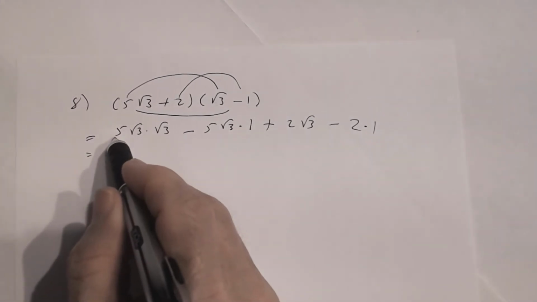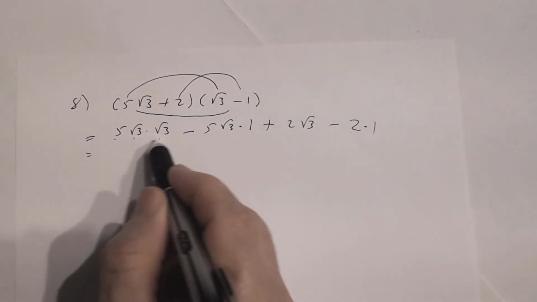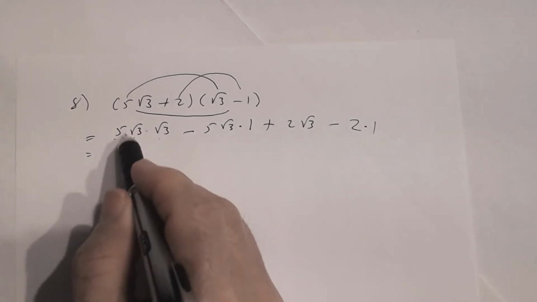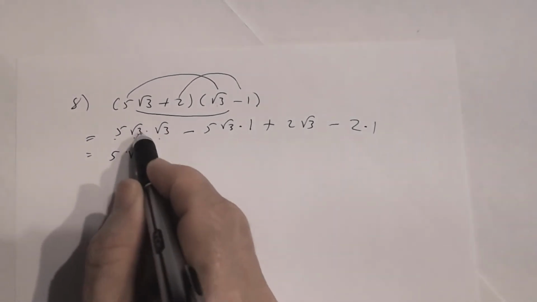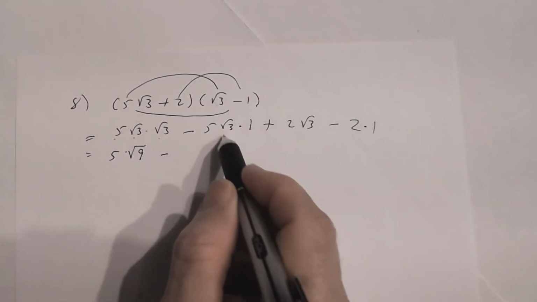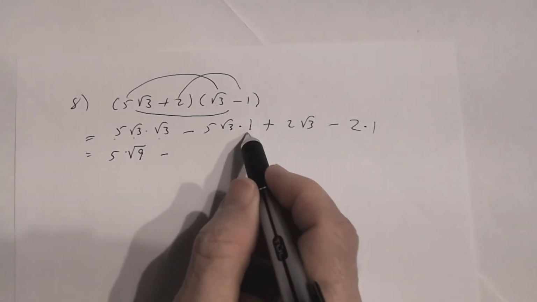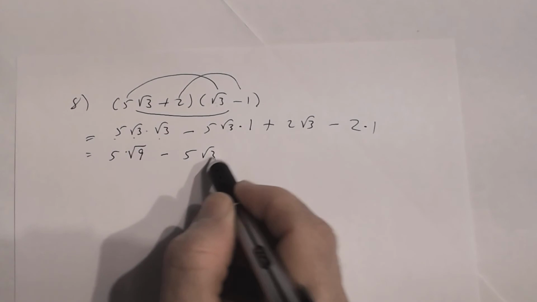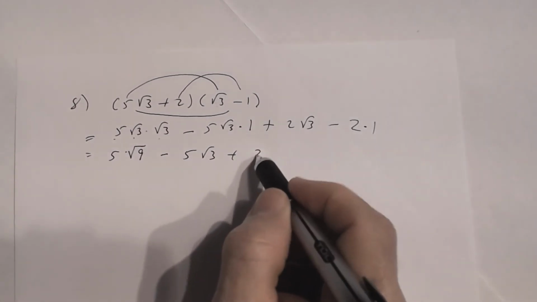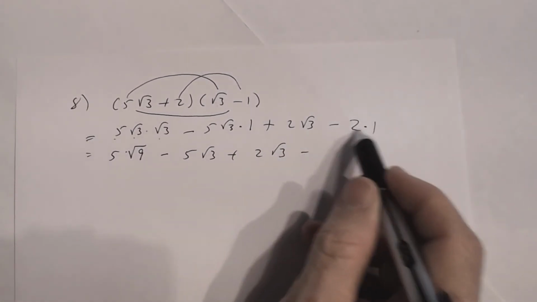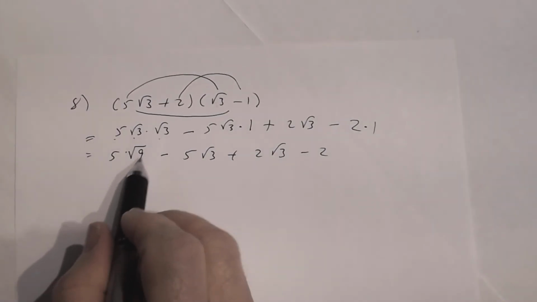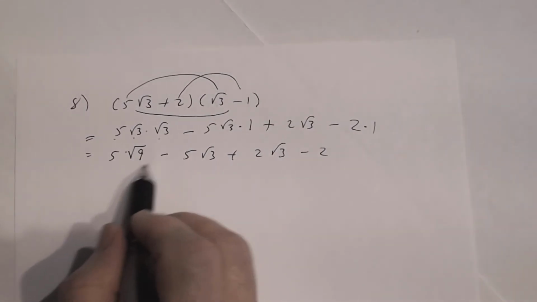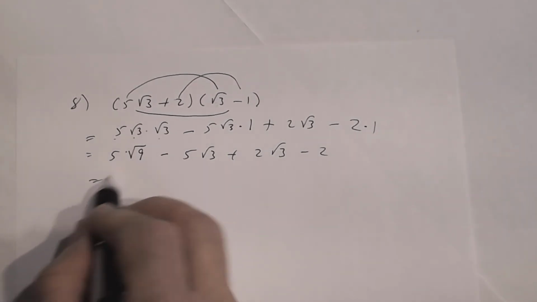So I know that to multiply these three factors together, I'm going to use the product rule with these two square roots. So that becomes the square root of 5 times the square root of 3 times 3 is 9, minus 5 square root of 3 times 1 is 5 square root of 3, plus, and then this is still 2 square root of 3, minus, and then 2 times 1 is 2, okay? Now I'm going to simplify what I can. I know I can simplify the square root of 9, because the square root of 9 is 3. 9 is a perfect square.